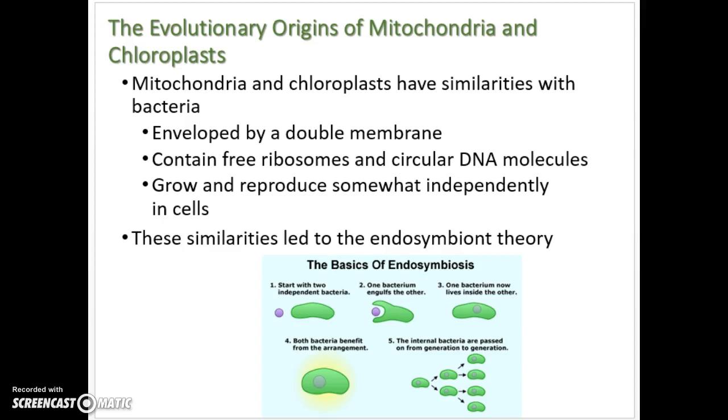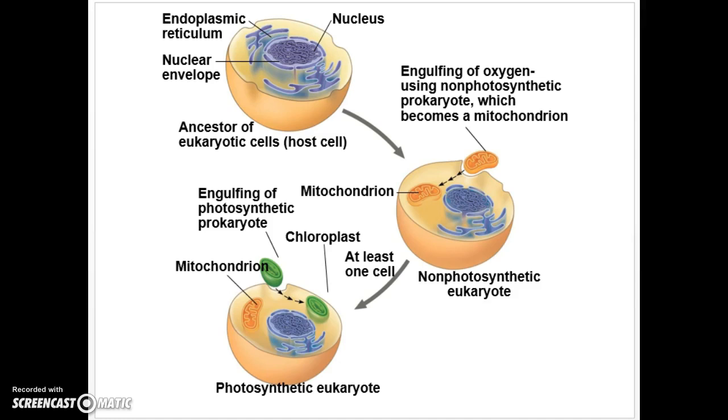Part of the theory behind this, you can see here, is there are a lot of similarities between bacteria and mitochondria and chloroplasts. One of those is that mitochondria and chloroplasts have their own DNA, and their DNA is not in the nucleus, but it is in a nucleoid region. So both mitochondria and chloroplasts have DNA.